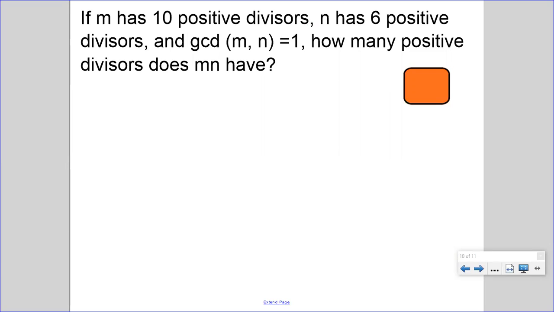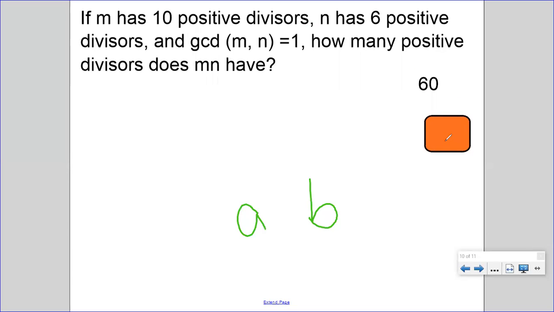Olivia, what do you think? Do you just multiply them together? Because they're relatively prime. Yeah, they're relatively prime. So that means if they have like A to the whatever and B to the whatever, then we realize that because they're relatively prime, they don't share any factors, so we would just be able to take the product of the amount of divisors they have.